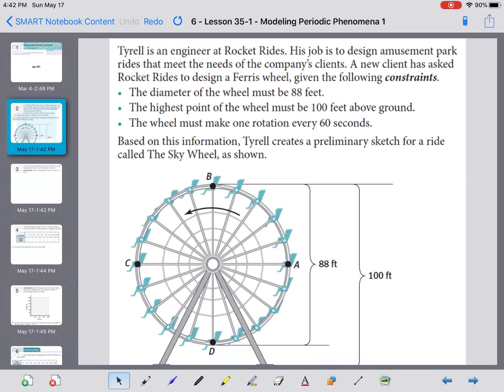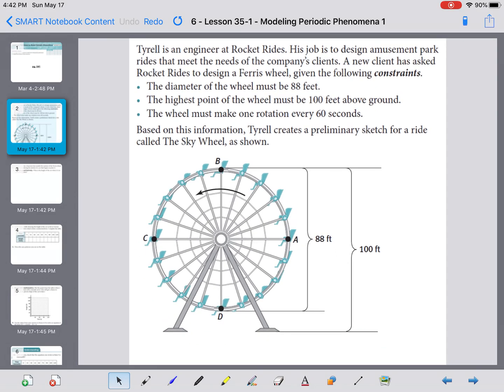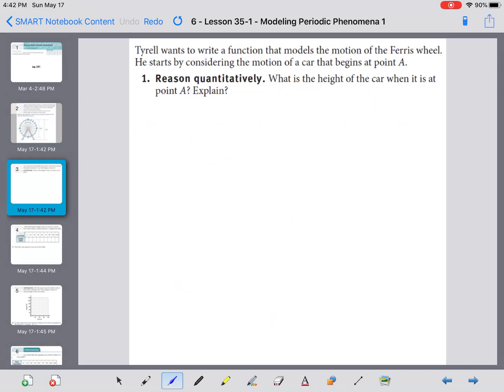What's happening is an engineer has been asked to create a Ferris wheel, and here are the dimensions of the Ferris wheel. It's 100 feet total tall from the ground to the top, and the diameter of the wheel is only 88 feet. It also tells us that 60 seconds is 1 revolution. And it tells us the direction is counterclockwise. So pretty important stuff, okay?